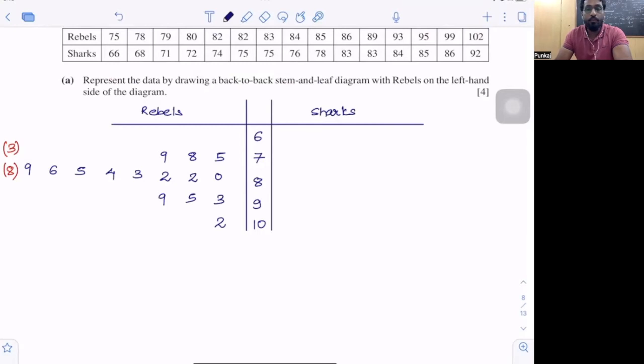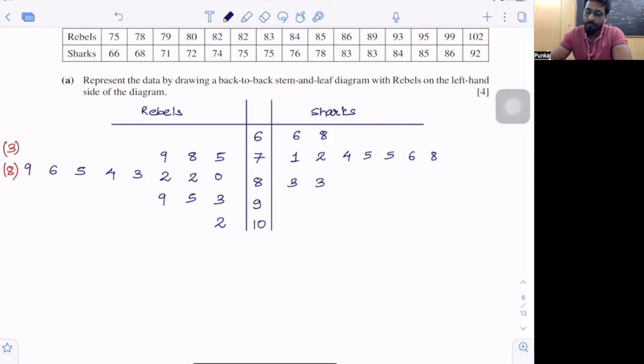Let's very quickly write for the sharks as well. So the very first value is 66. So I write 6 and 6. Then there is 68. So I write 8. There is 71. So I write 1. 72. That's 2. 74. I write 4. 75. I write 5. Again 75. Then there is 76. 78. Then you have 83. Again 83.